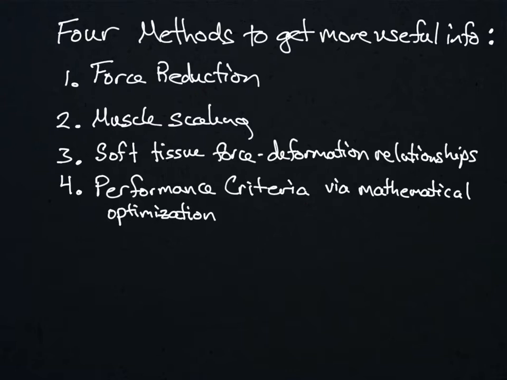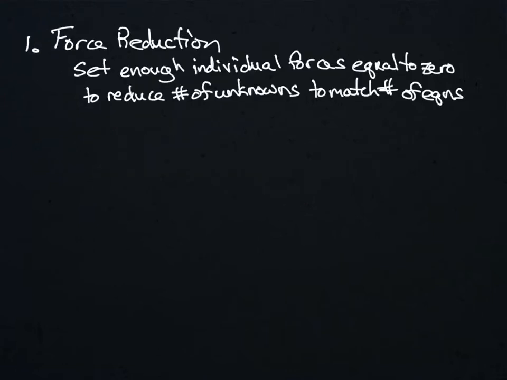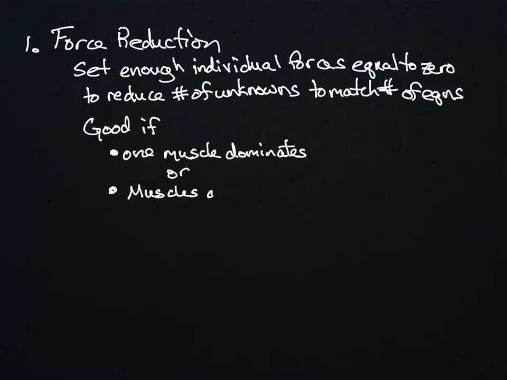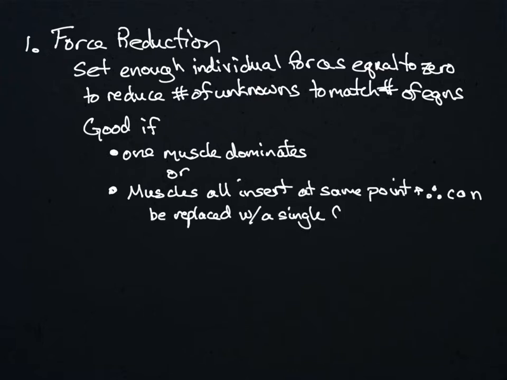We're going to take a look at each of those 4 things in the next few minutes. So let's consider the first method, force reduction. If you set enough individual forces equal to 0, you can reduce the number of unknowns to match the number of equations. That's good if you have one muscle that dominates, or if you have muscles that all insert at the same point, and therefore you can replace them with a single force acting at that point.